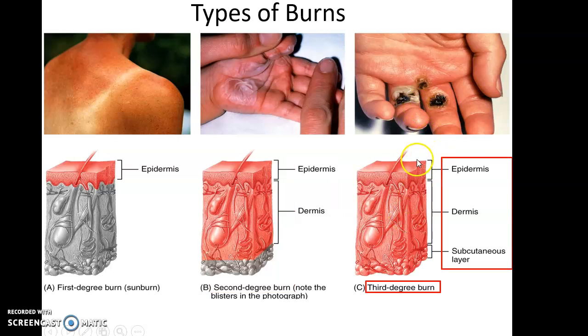And then a third-degree burn is a burn that goes through the epidermis, through the dermis, and into the subcutaneous layer. So through the epidermis to the dermis into the subcutaneous layer can lead to redness, pain, blistering, and even charring. And third-degree burns are very serious. They can lead to nerve damage. So anytime you think you have a third-degree burn, you should get it checked out by a medical professional.